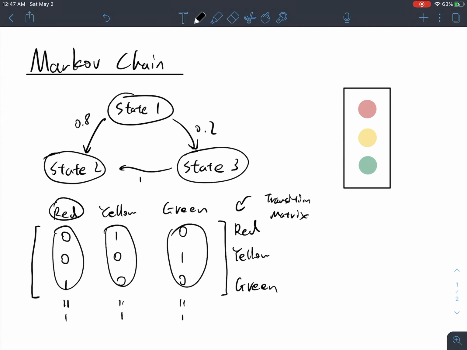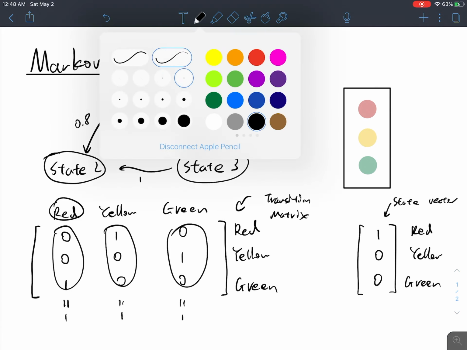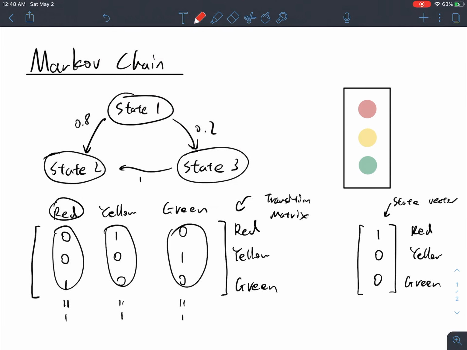To represent the state of the system, we use a 3-vector in this case because we have 3 possible states: red, yellow, and green. Let's say that the light is red, then we write 1, 0, 0, as we are 100% sure that the current light shows red. How do we use it? Well, we can multiply the transition matrix and the vector to get the state of the traffic light next round.